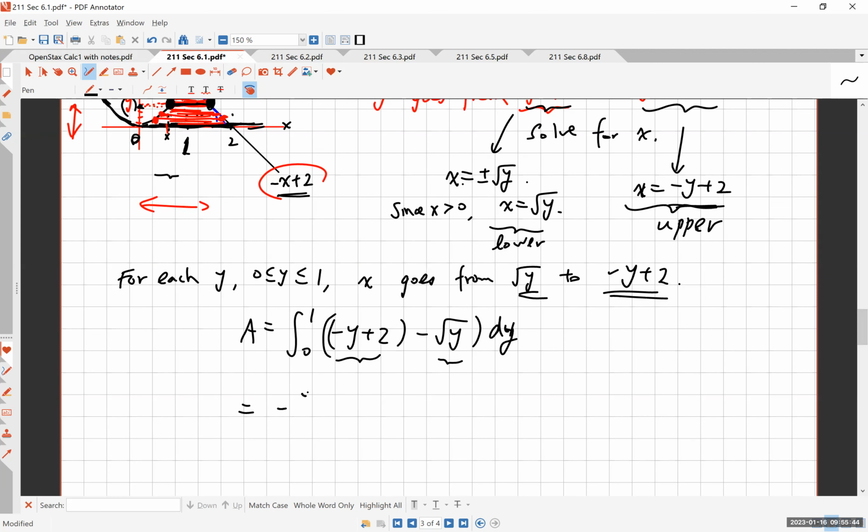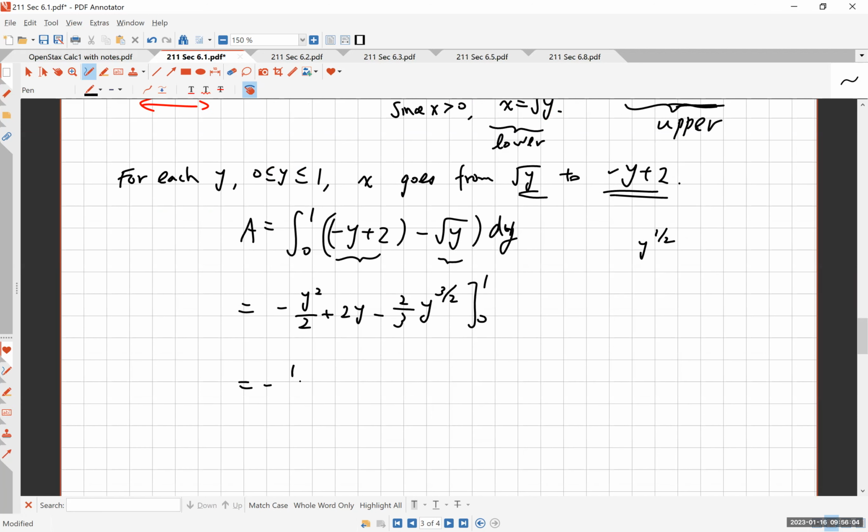Watch. So this is negative y squared over 2 plus 2y. And then this is, of course, y to the 1/2 power, so this becomes 2/3 y to the 3/2, right? And then just evaluate from 0 to 1.